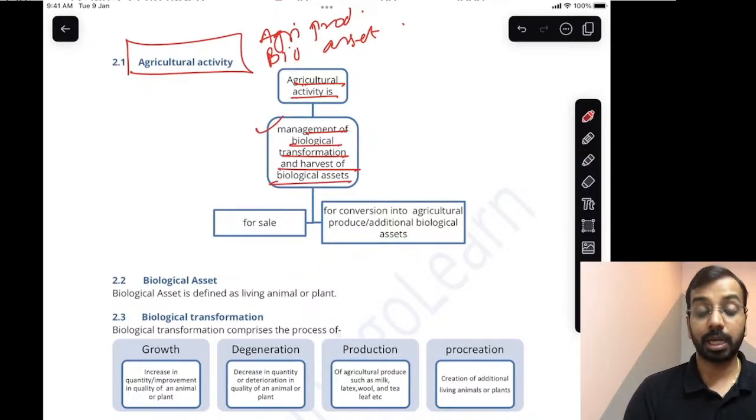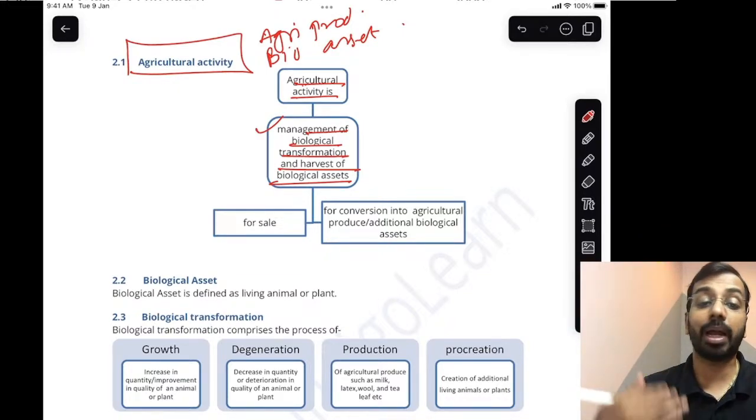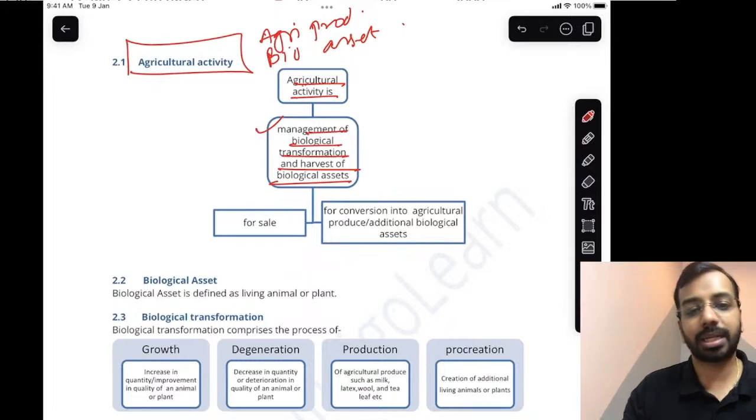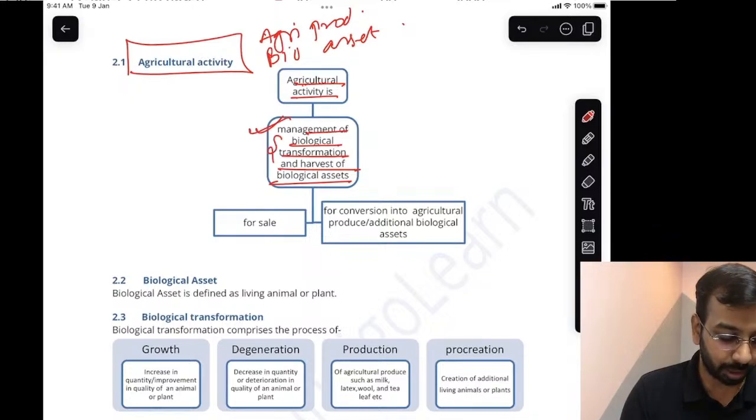So, management. Please understand, if you are rearing cattle, if you are rearing chickens, hens and all of those things, if you are planting trees, all of that is agricultural activity. But if you go to a pond or a natural lake and you just carry out the fishing activity, that is not called agricultural activity. There has to be an active management of biological transformation.